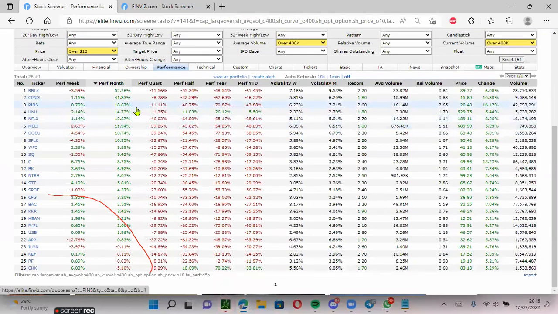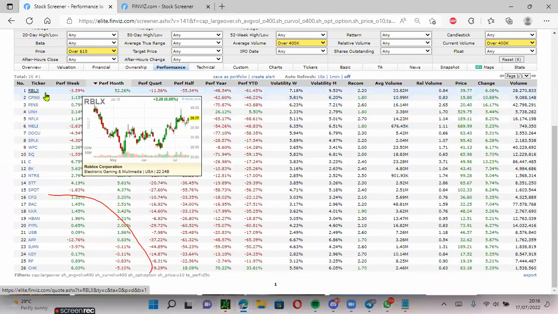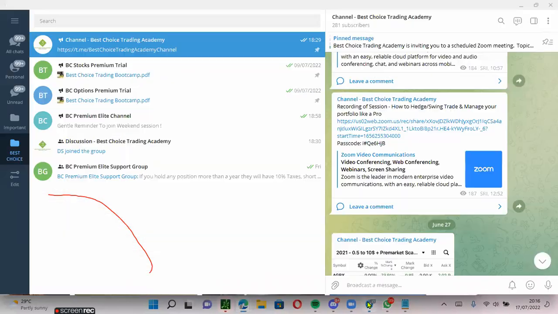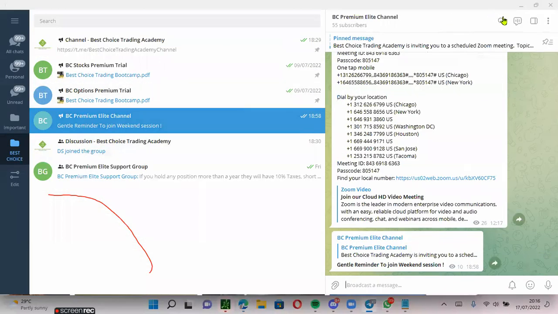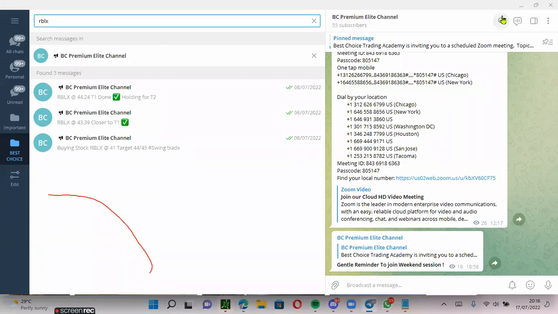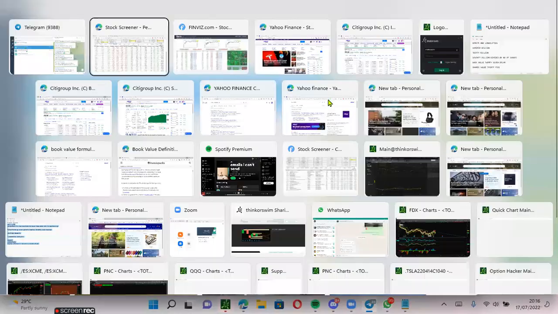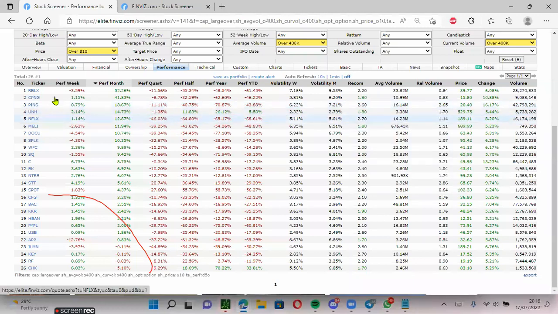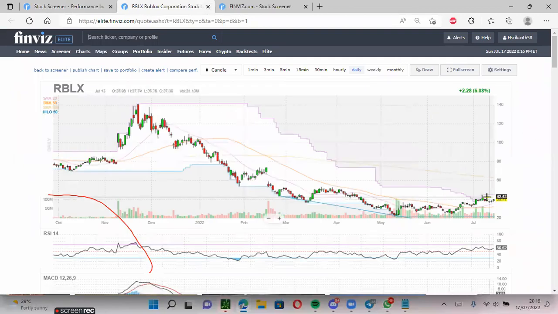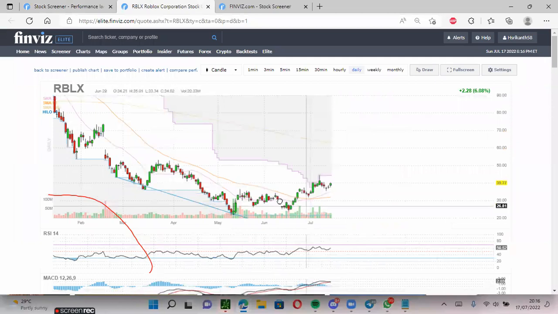So if you look at the performance of the month, Roblox is actually pretty good. I think I gave one alert on Roblox. I'm not sure. Okay, so I gave an alert on Roblox at $44, and right now the stock price is at 39, somewhere right here. This Roblox stock is actually doing good. It is eventually going to break out.